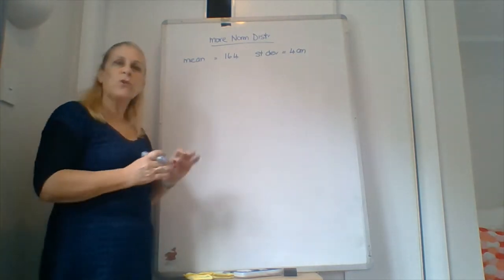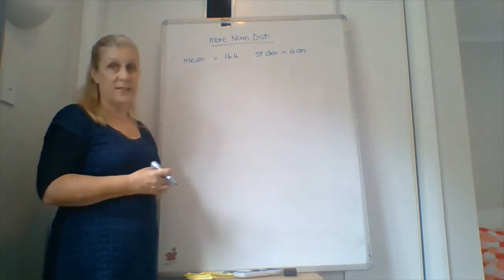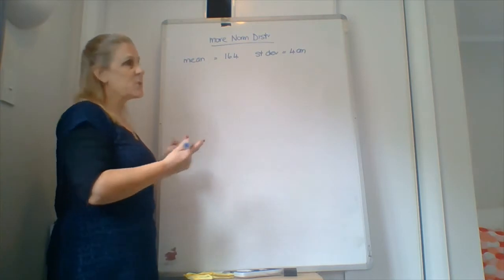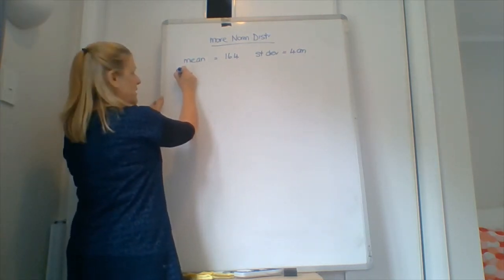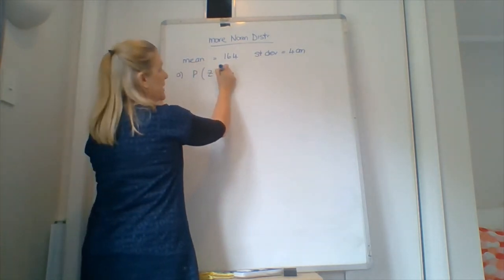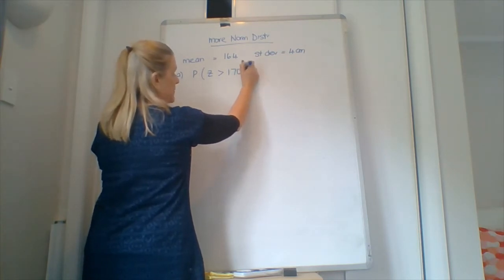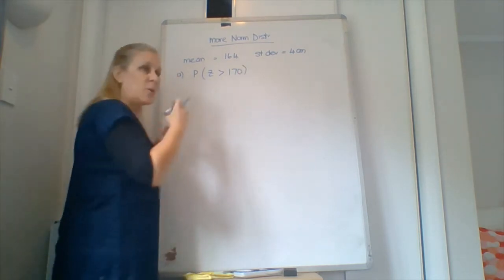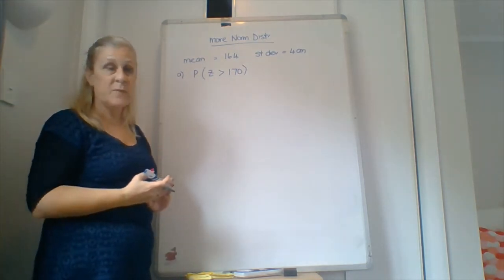Then it'll have 2 or 3 easy questions and it'll get slowly harder. So we're going to have a look at a couple of those easy questions. The first question might be, what is the probability a student chosen at random is taller than 170 centimetres? That'll be written in words and you have to interpret it into a probability statement.